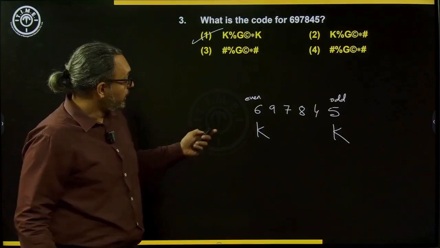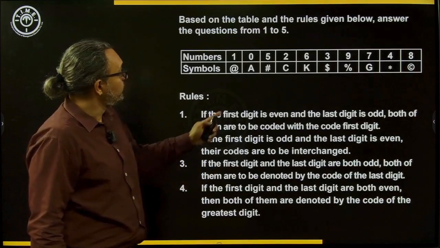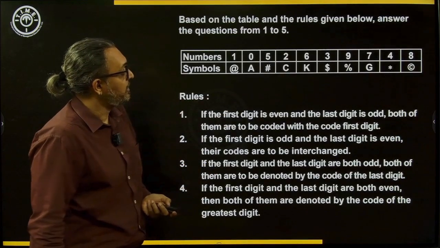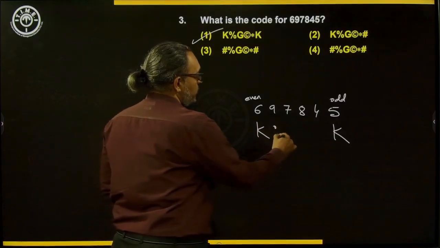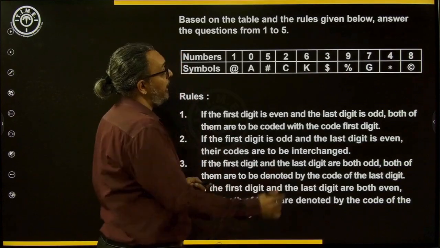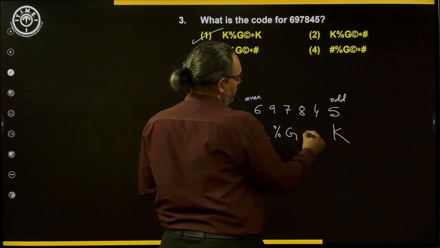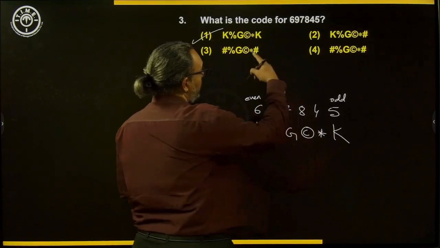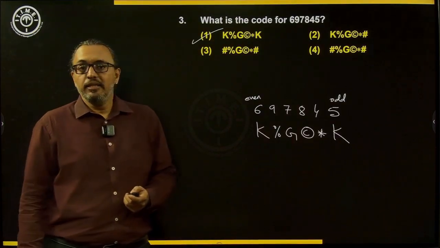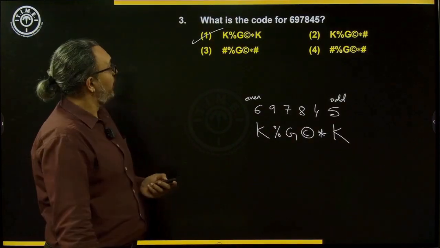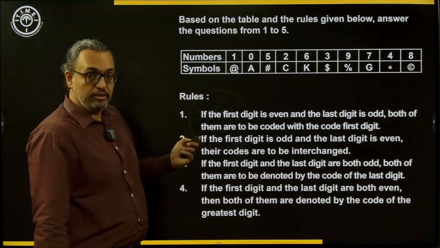Correct? Then look at the remaining 9, 7, 8, 4. So 9 is percentage, 7 is G. 8 is C, copyright, 4 is asterisk. So percentage, G, copyright, asterisk. See, it matches your first option. Understood? Yeah. Then next, one more.